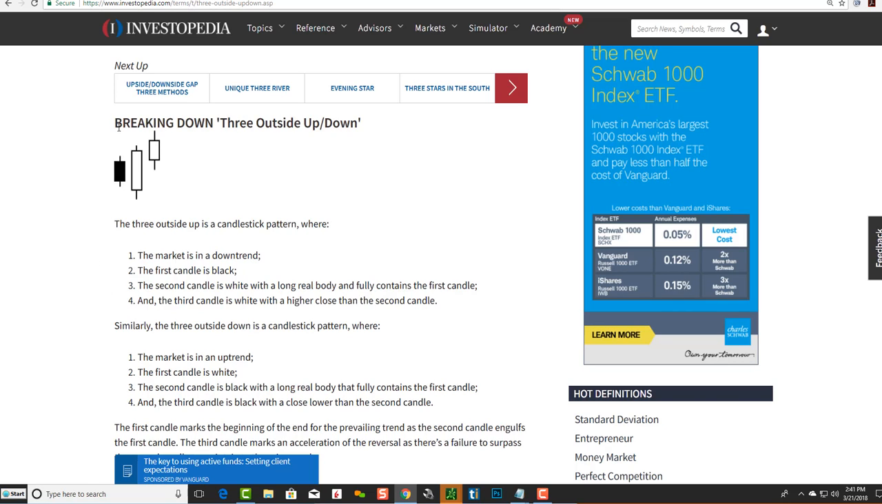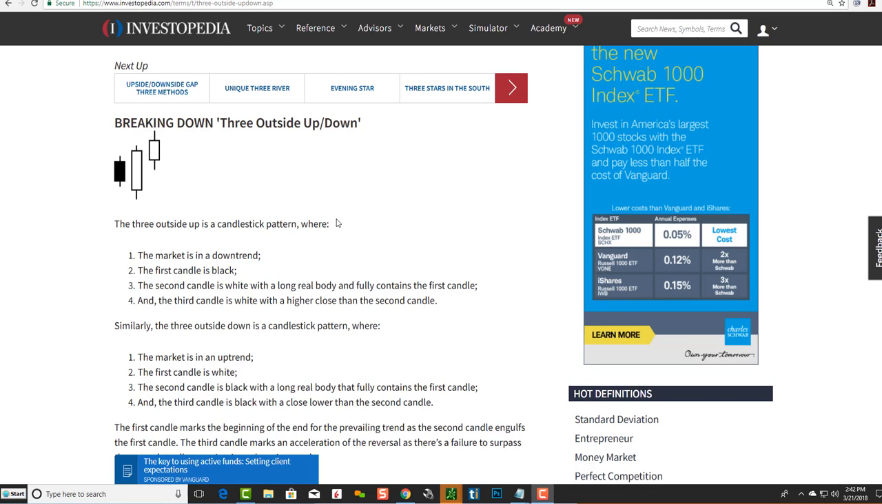So the 3 outside down pattern is just the opposite of this. The market is in an uptrend. The first candle is white or green. The second candle is black or red that fully contains the first candle. And then the third candle is black or red with a close lower than the second candle down here. So that would be a bearish engulfing. If this is black or red and this is green, right? Bearish engulfing. Price is going to fall, potentially. That's where it's signaling a potential reversal to the downside.